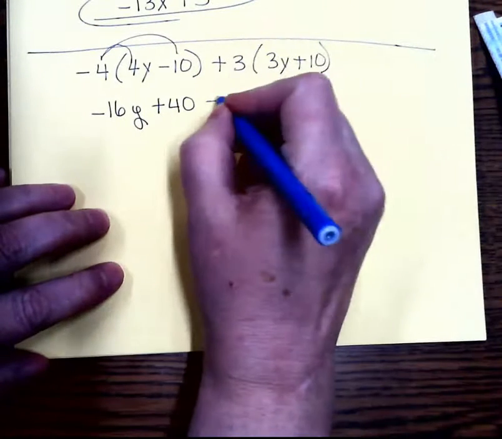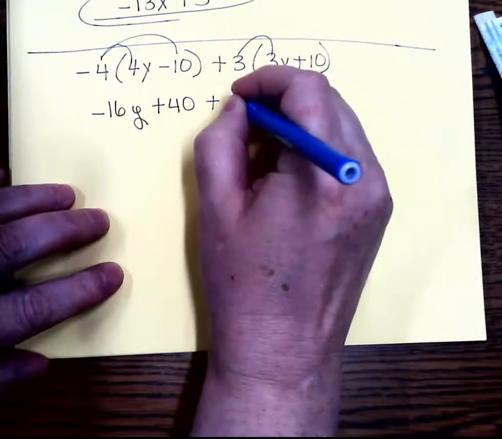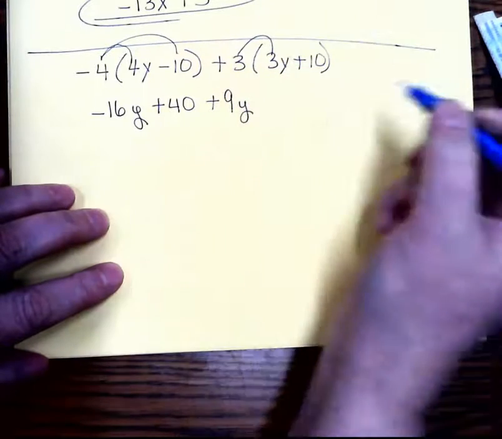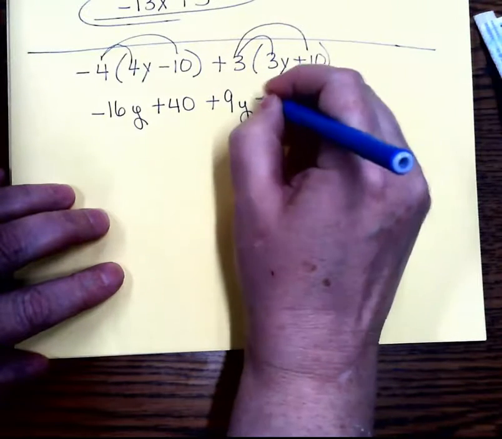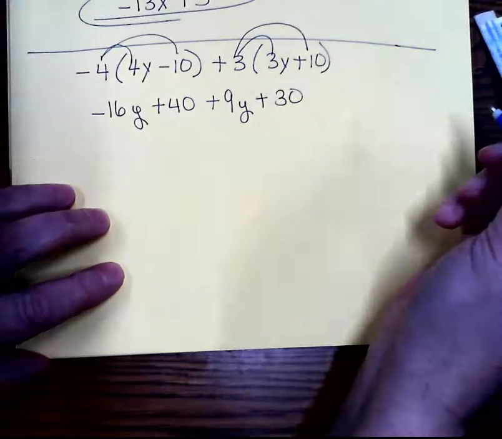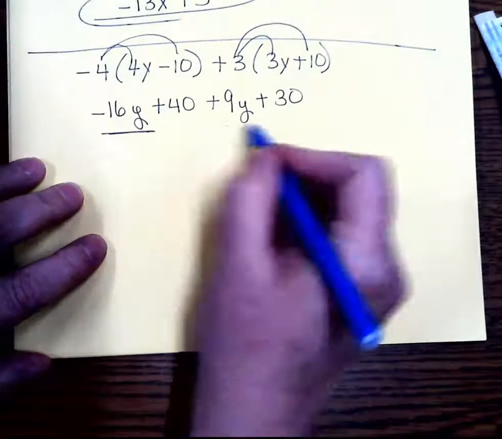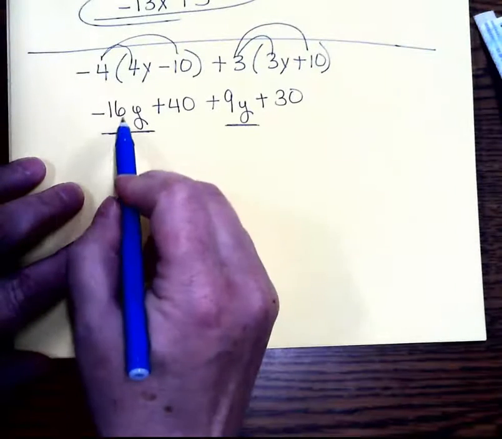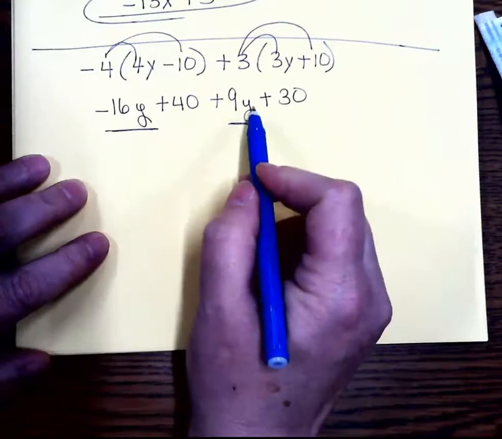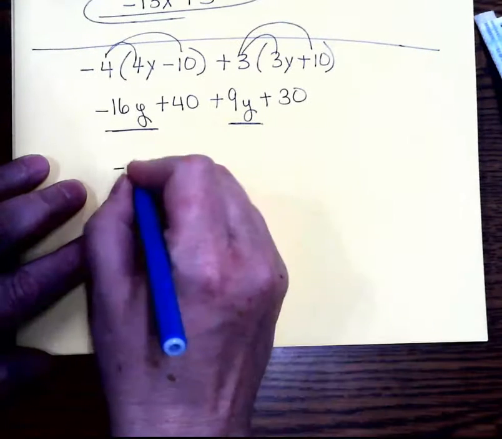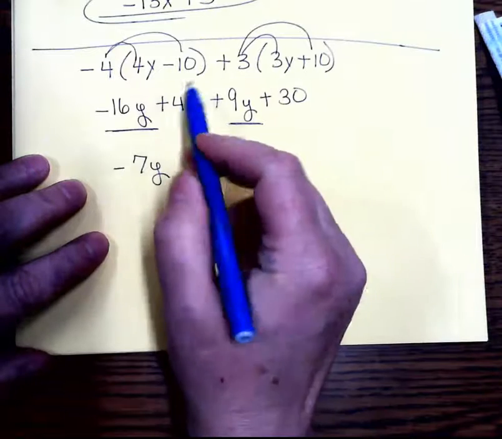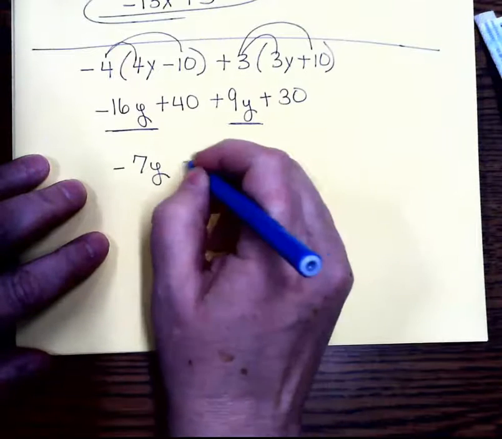What's 3 times 3? 9. Don't forget your variable y. What's 3 times 10? 30. So now I can combine like terms. What's negative 16y and 9y? Negative 7y. And then what's 40 plus 30 is 70.